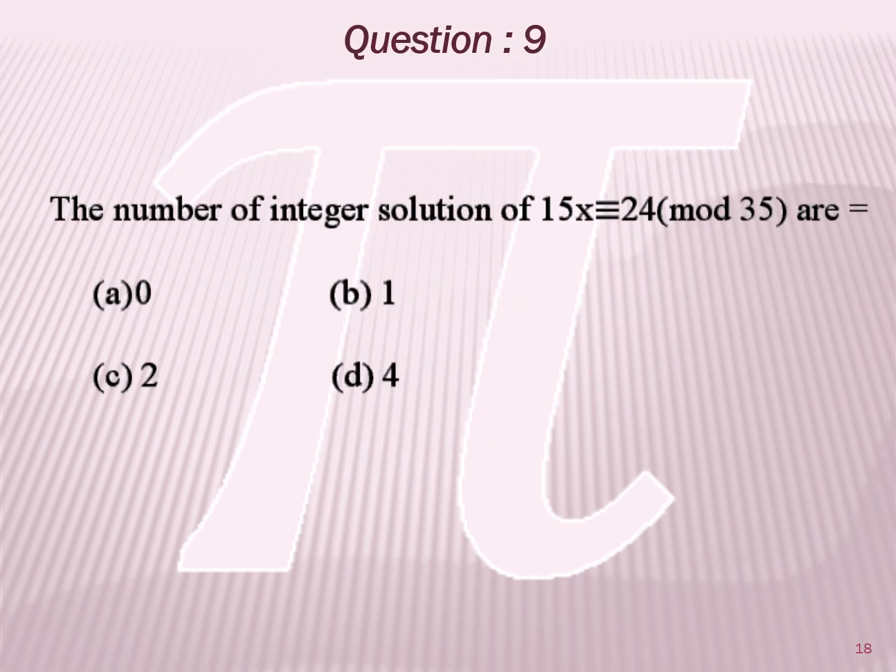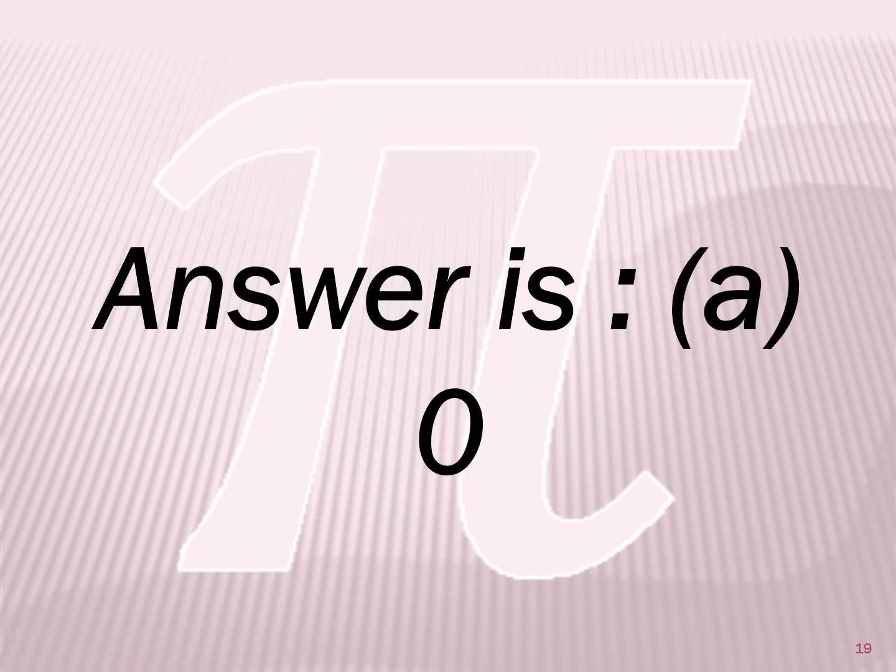The number of integer solutions of 15x congruent to 24 modulo 35 is equal to option A, 0, option B, 1, option C, 2, option D, 4. The answer is option A, that is 0.